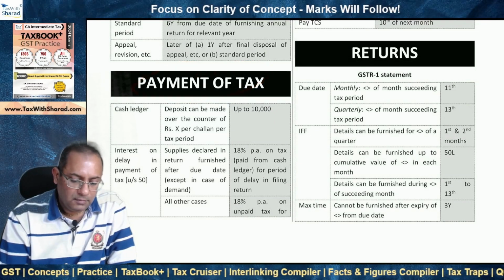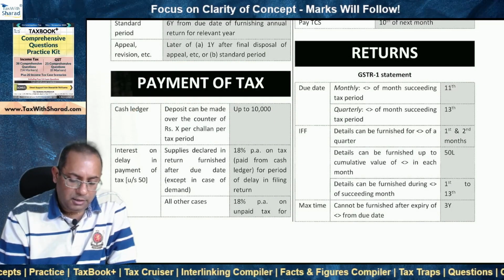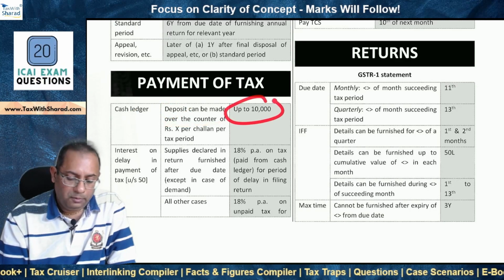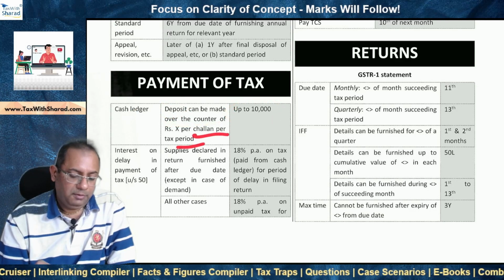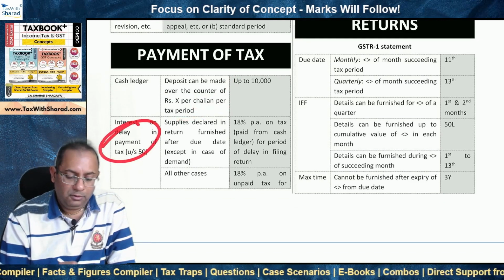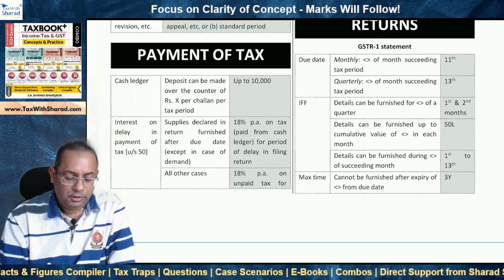Payment of tax. In case of cash ledger, deposit in cash ledger can be made over the counter up to rupees 10,000 per challan per tax period. Under section 50, interest is leviable on delay in payment of tax. And there are 2 situations.